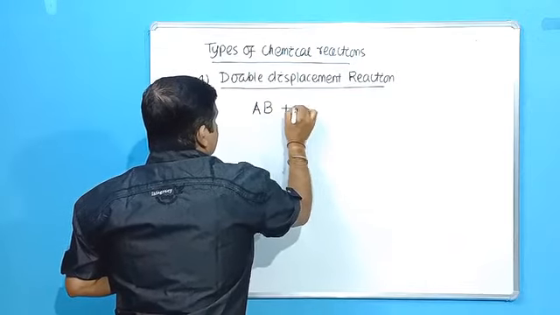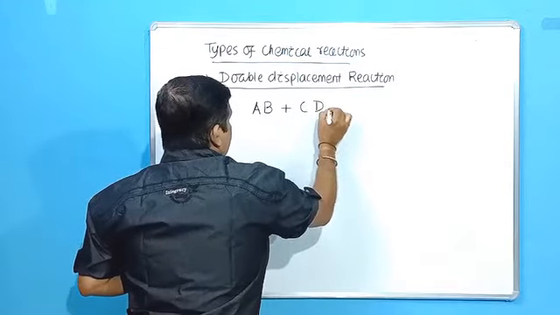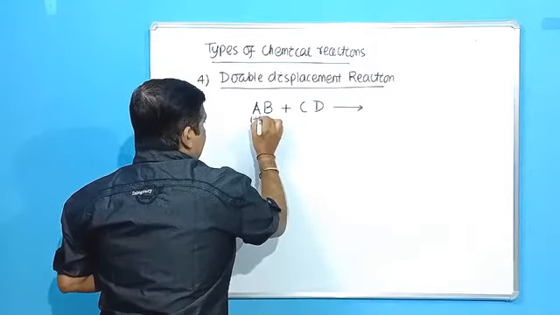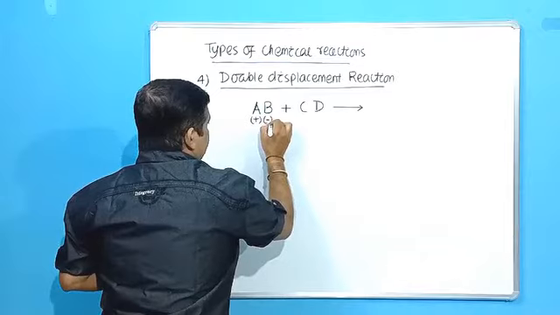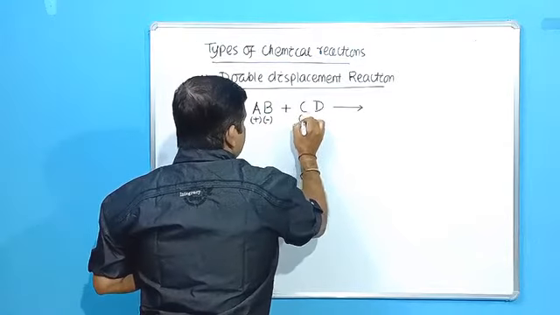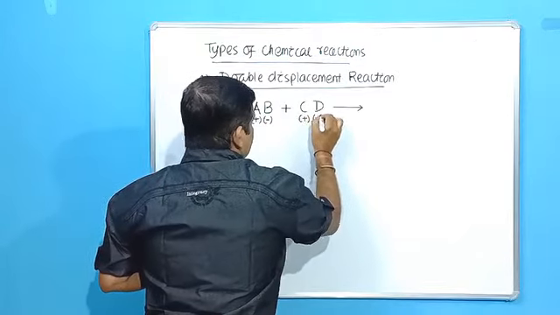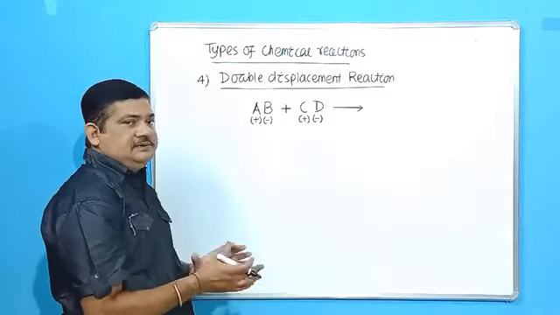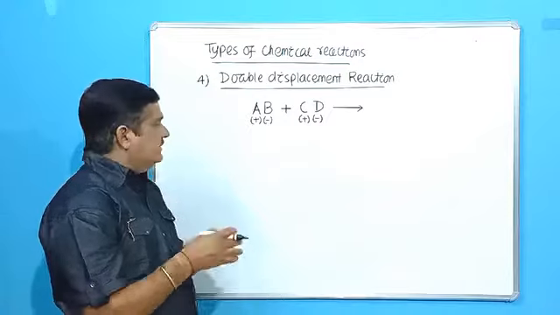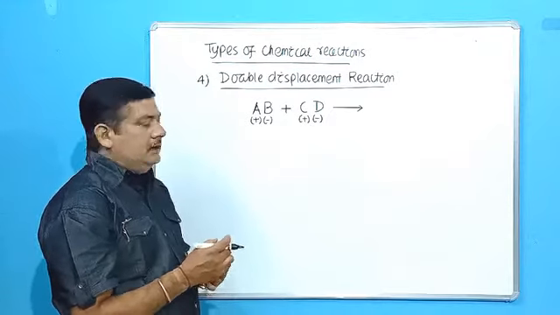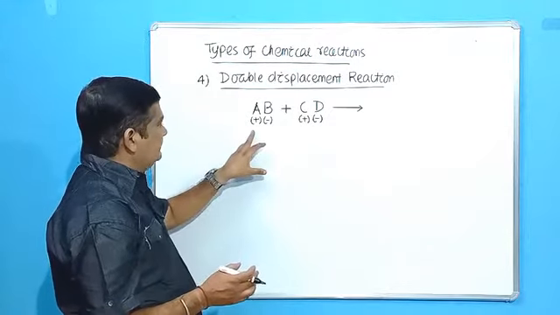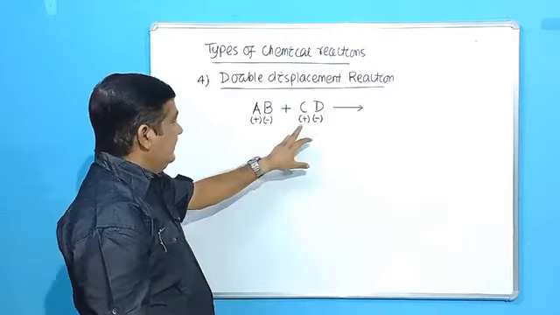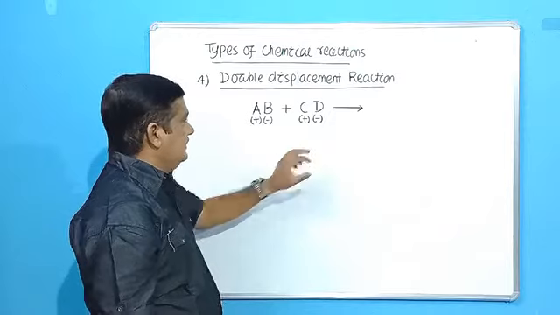AB plus CD. A is the positive part, positive ion, B is the negative ion. Here C is the positive ion, D is the negative ion. Okay. So every substance has a positive part and a negative part. So it contains a positive ion and a negative ion.